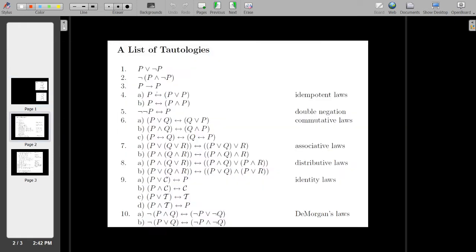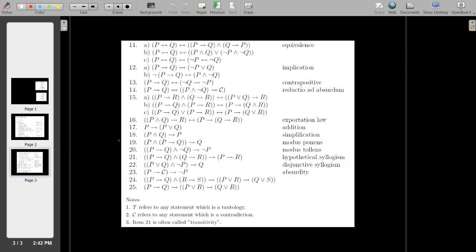I have here a list of tautologies and their names. You have here idempotent laws, double negation, commutative laws, and then you have implication, contrapositive, and so on. In ordinary language, when you say that a statement is a tautology or logical equivalent, they mean the same thing. So for instance, P implies Q if and only if not Q implies not P, or if P then Q if and only if not Q then not P. In ordinary language, they mean the same thing.